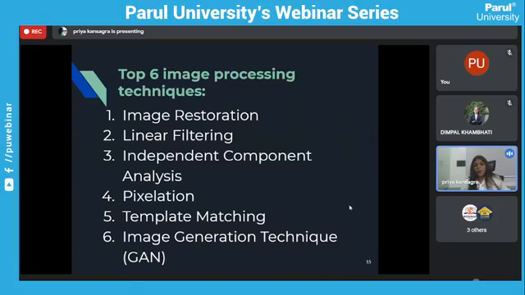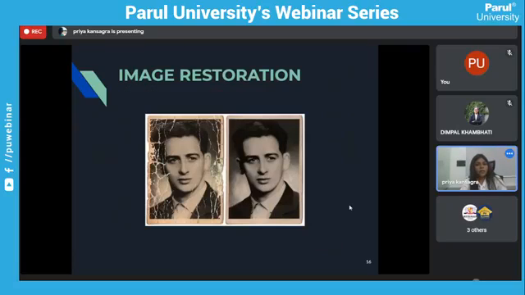Now we have 6 image processing techniques. First we have image restoration, then linear filtering, then independent component analysis, then pixelation, then template matching, and image generation techniques. These are the top 6 image processing techniques used by everyone in the field, medical and non-medical. First of all, image restoration.